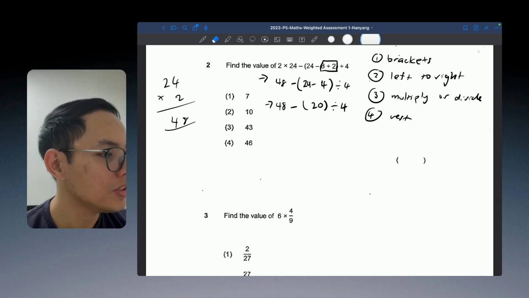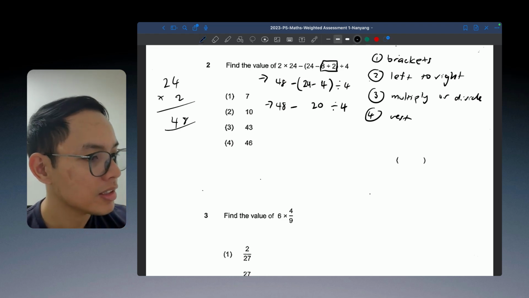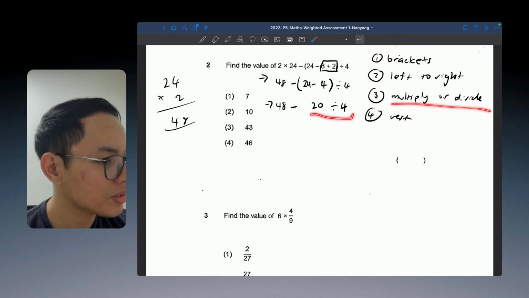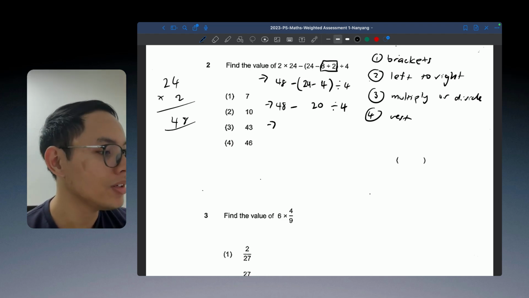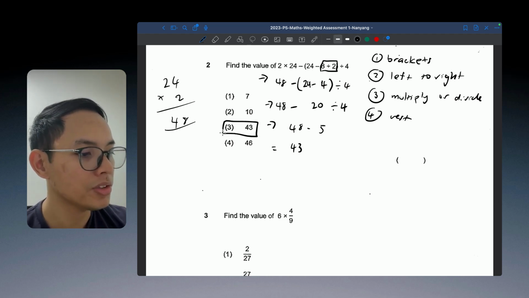So this 20, you don't need to have the bracket since it's only one number, and according to our order here, multiply or divide should be worked on first. So 20 divided by 4, pretty simple, should be 5. And now you minus: 48 minus 5 should be 43. So the answer over here should be number 3.